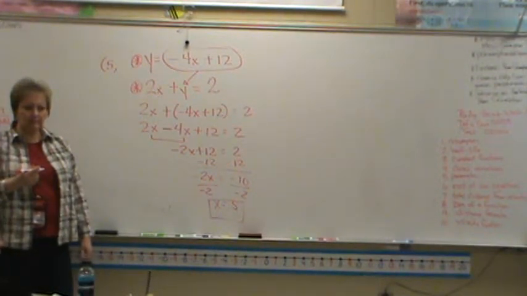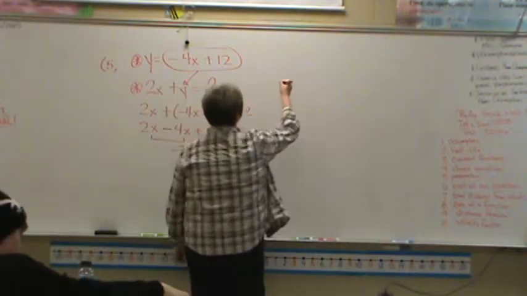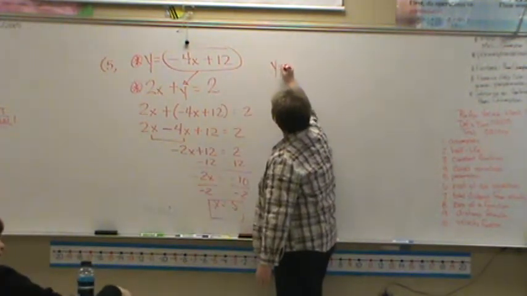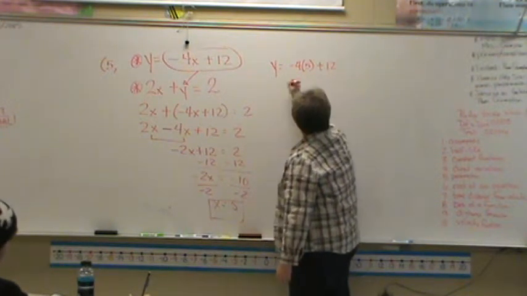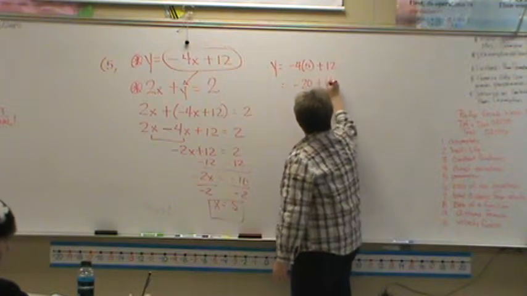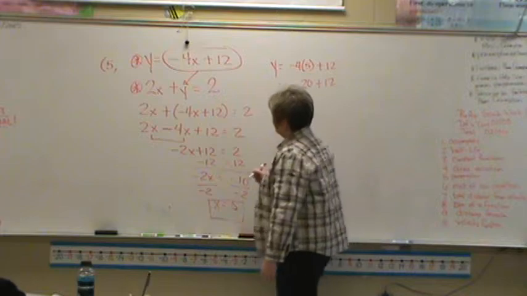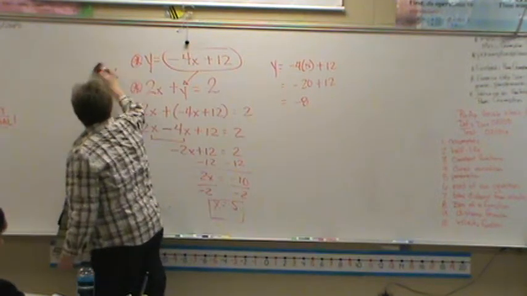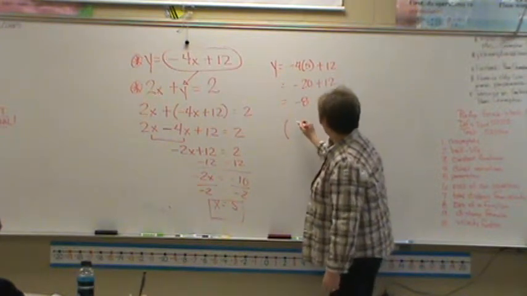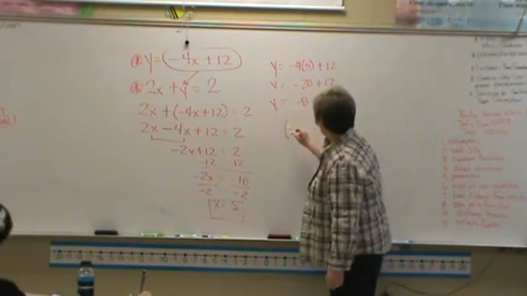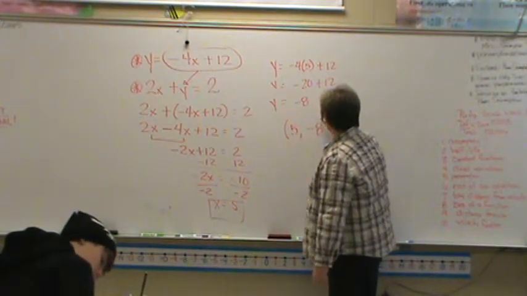What is y? Negative 8. Tell me how you got it. Negative 4 times 5 is negative 20. Then you add 12. That'd be negative 8. Good. So my ordered pair answer, which I'm gonna move over here because I'm afraid I'm not on the camera with it, is x equals 5, y equals negative 8.